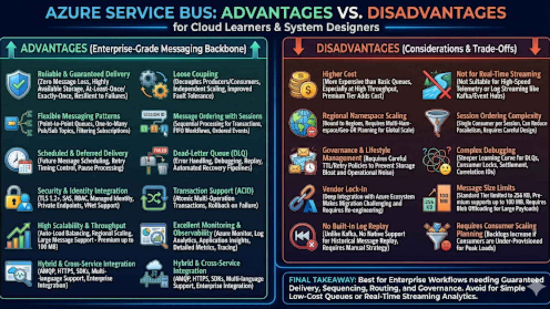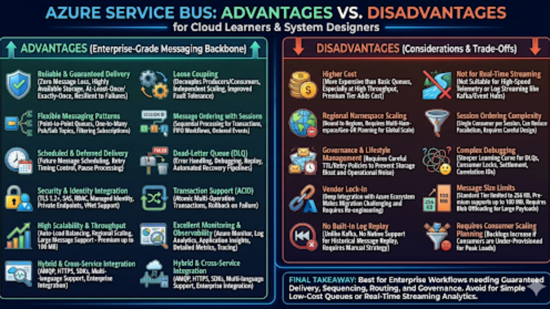Disadvantages of Azure Service Bus. 1. Higher cost compared to basic queuing services. Although fully managed, ASB can be more expensive than Azure storage queues or other lightweight brokers when used at high throughput. Premium tier, which is recommended for production in regulated workloads, includes dedicated resources and can increase cost further. If a system only needs simple queuing without advanced guarantees, Service Bus might be overkill.